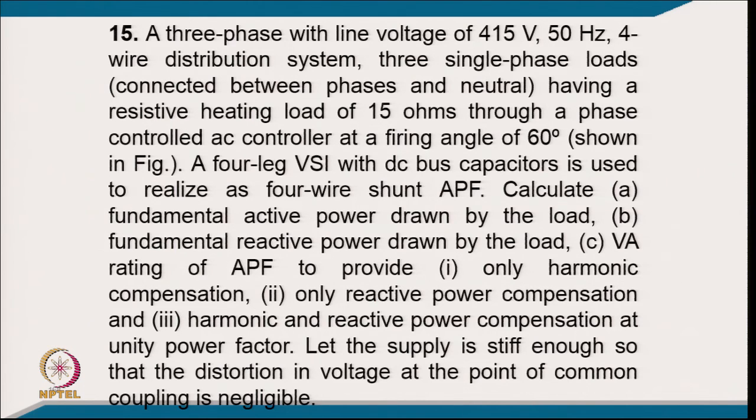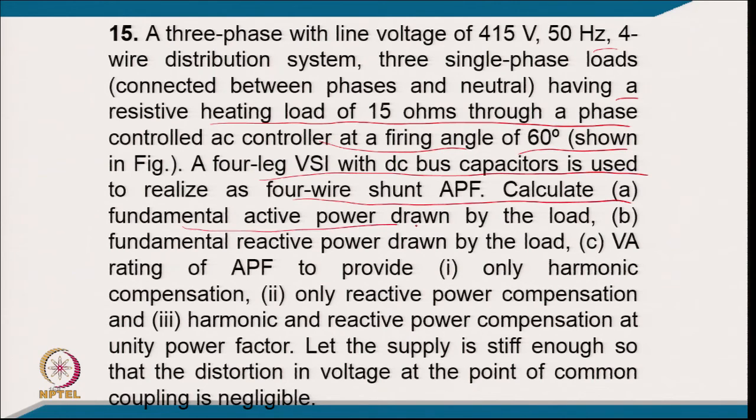Coming to numerical problem 15: a 3 phase, 4 wire distribution system with line voltage of 415 volt, 50 Hz. Three single phase loads are connected between phase and neutral, each a resistive heating element of 15 ohm through a phase controlled AC controller with a fire angle of 60 degree. A 4 leg VSI with a DC bus capacitor is used as a 4 wire shunt active filter.